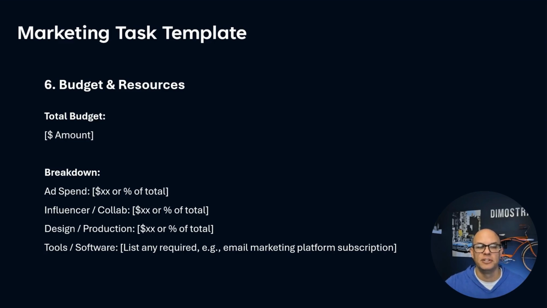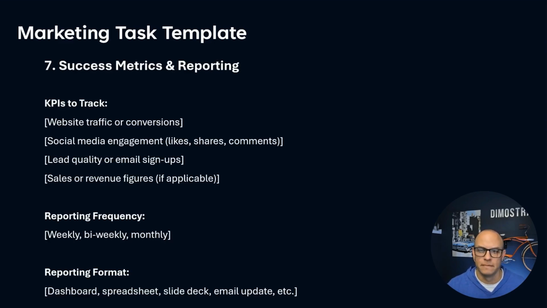And this leads me into a great segue into the next step. You need to track your success and you need to have reporting. So in step 7 here, you need to have key performance indicators to track. So what is that? Is it website traffic? Is it conversions, sales, leads generated? Are we looking for social media engagement, likes, shares, and comments? How good are the leads coming in? Are we getting people to sign up for our email newsletter? Or are we straight looking for sales and revenue? And more importantly, what were sales and revenue before this task?